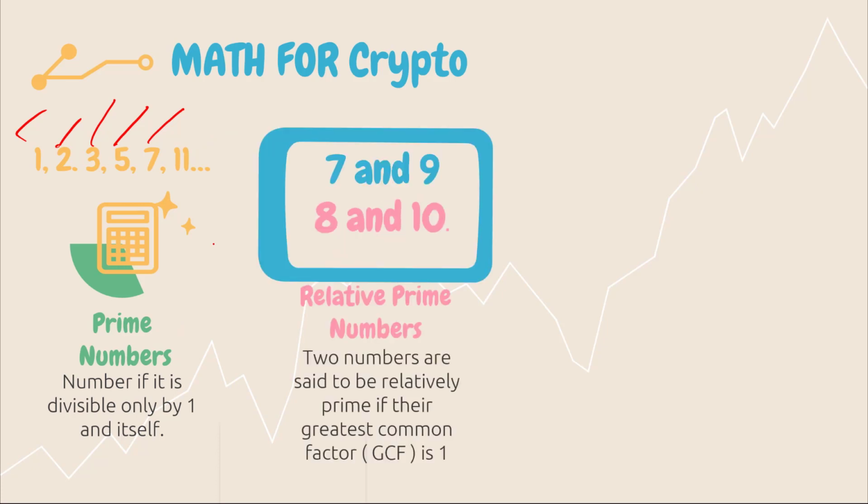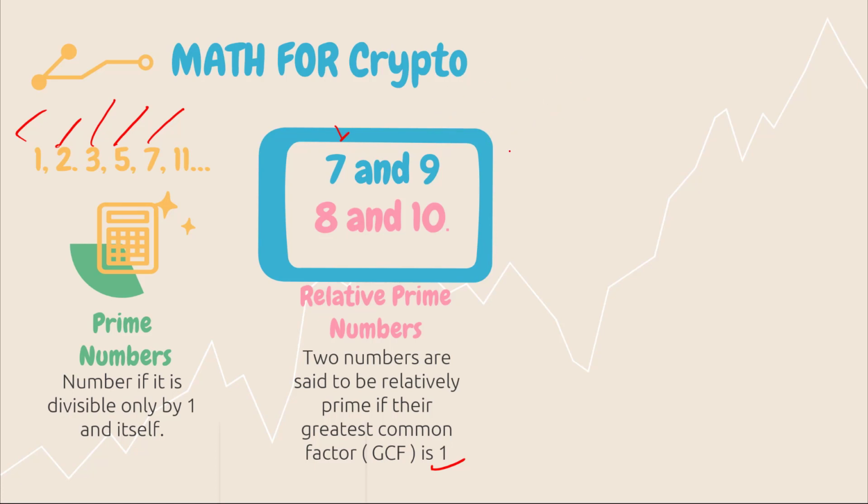The second concept is relative prime. Two numbers are said to be relatively prime if their greatest common factor is 1. For example, I have two numbers, 7 and 9. 9 is not a prime, but 9 is relatively prime to 7 because the factors of 7 are 7 and 1, and the factors of 9 are 3, 1 and 9. As you can see, 7 does not share any common factor with 9 except 1, which is okay, and that's the definition of relative prime. So we'll say 7 and 9 are relatively prime.